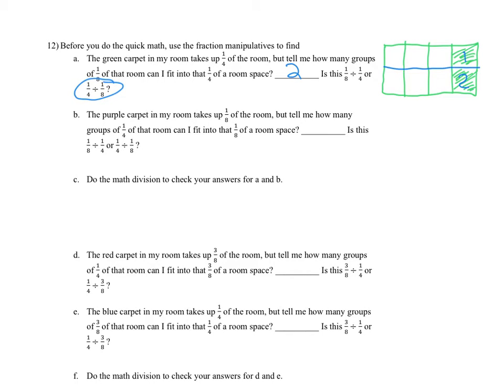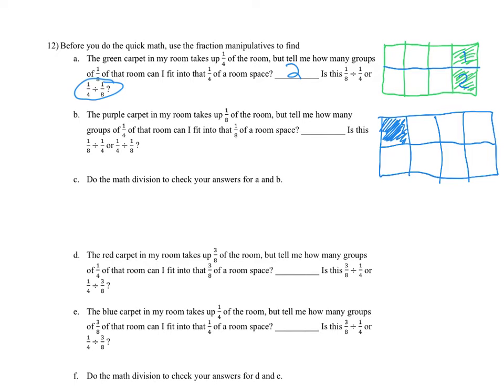All right, now I'm going to ask you to go ahead and do the same thing with part B, except this time I have 1/8 of the room with a purple carpet, and I want to know how many groups of 1/4 of that room can I fit into that 1/8 of a room space. Again, draw a picture and then see if you can figure out the answers from that.